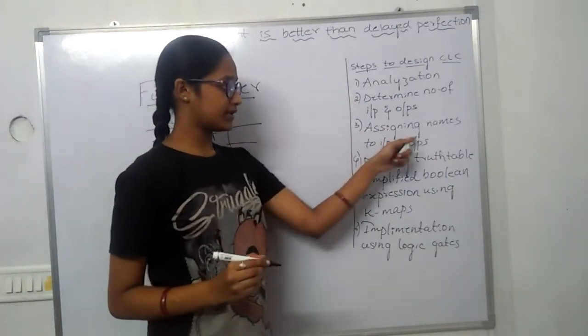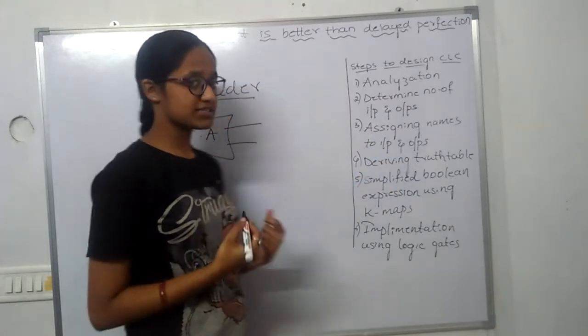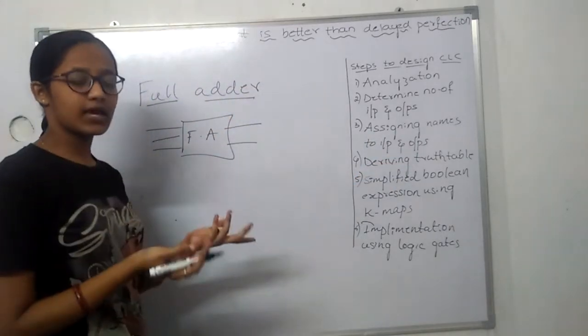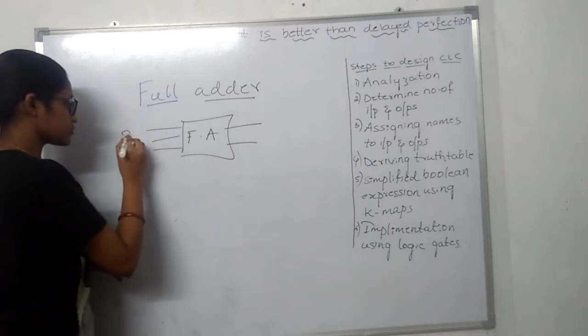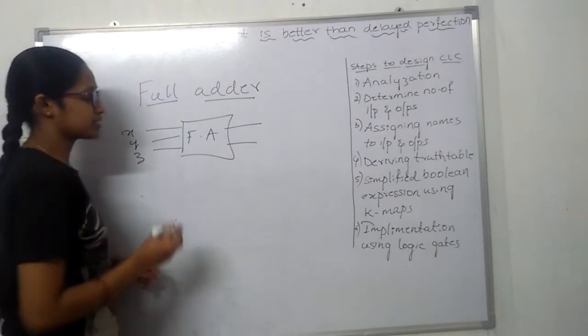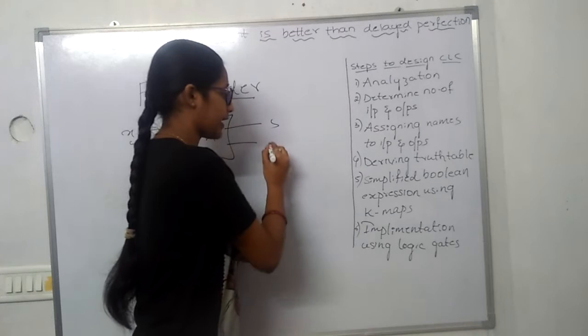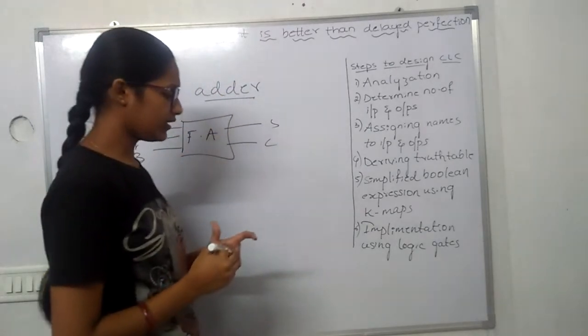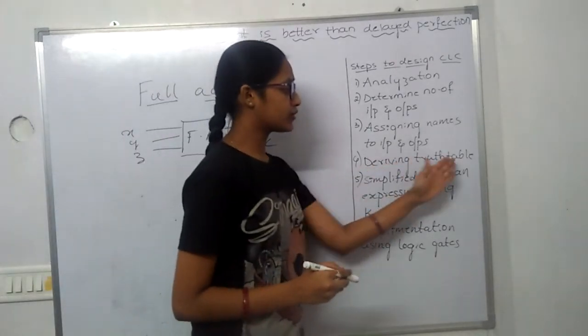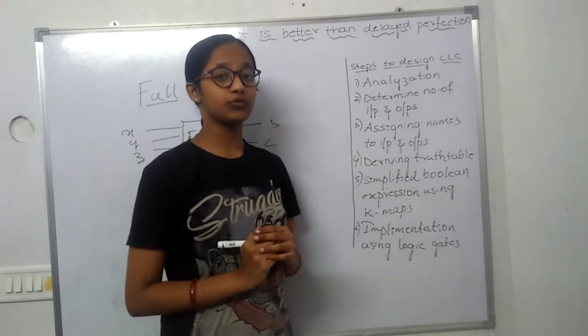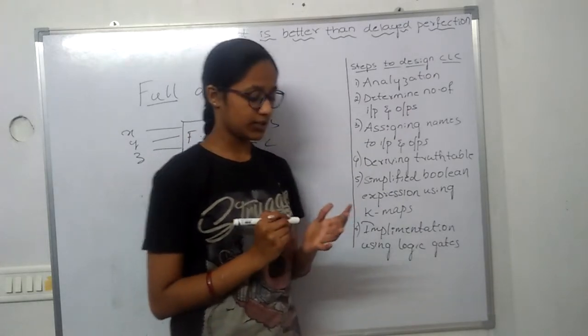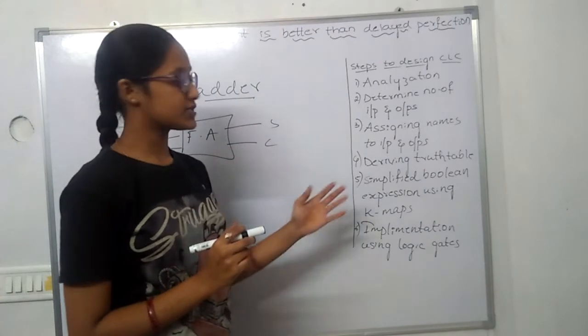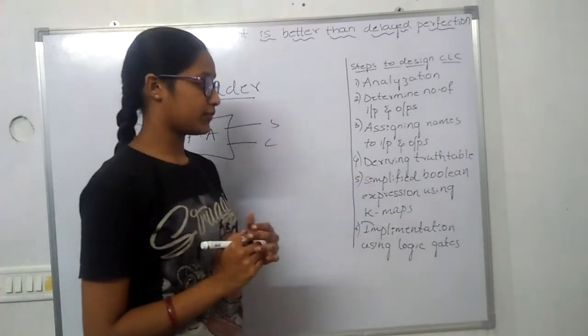Step number 3, assigning names to inputs and outputs. I am assigning X, Y, Z for inputs; you can represent them as A, B, C or anything. Sum is S, and for carry I am giving C. Next, deriving the truth table. How to derive it? Based upon the relations between inputs and outputs, we get the truth table.